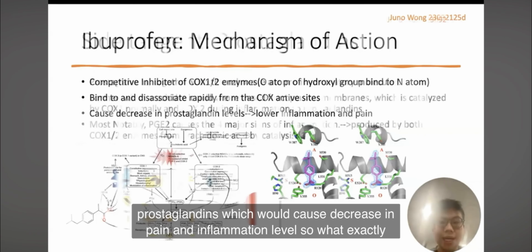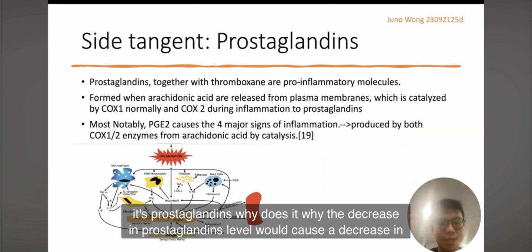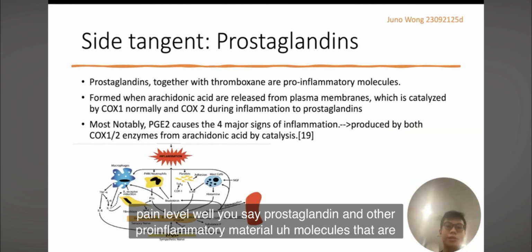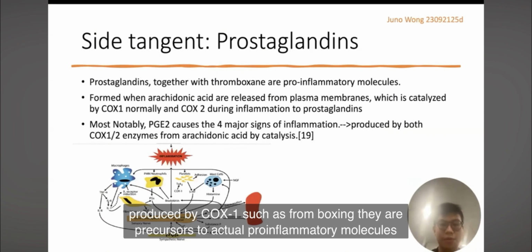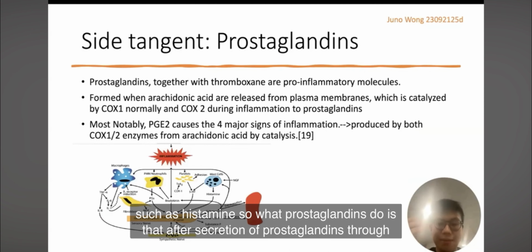So what exactly are prostaglandins? Why would a decrease in prostaglandin level cause a decrease in pain level? Well, prostaglandins and other pro-inflammatory molecules that are produced by COX-1, such as thromboxane, are precursors to actual pro-inflammatory molecules such as histamine.